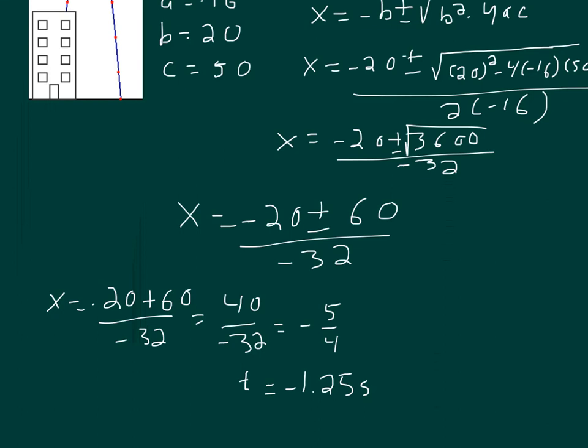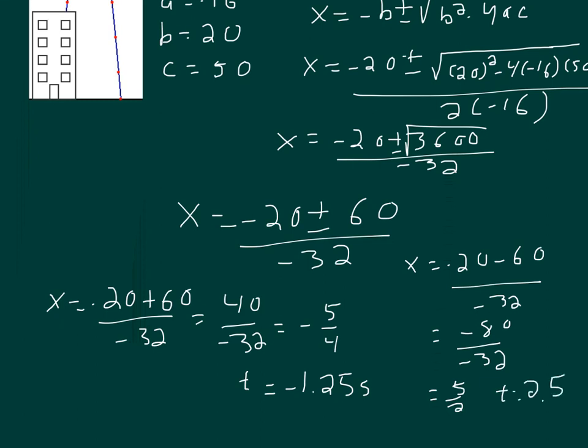Now, my other answer would be using the minus. So I've got x equals negative 20 minus 60 over negative 32, which is negative 80 over negative 32. And 80 over 32 would reduce by dividing everything by 16, and the negatives cancel out. We'd go all the way to 5 over 2, or 2.5. And again, this is measured in seconds.